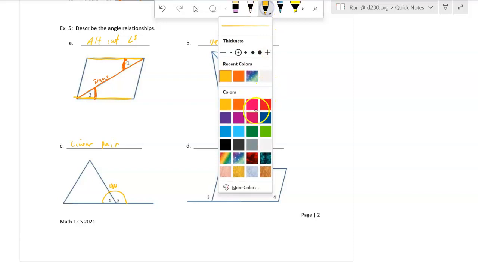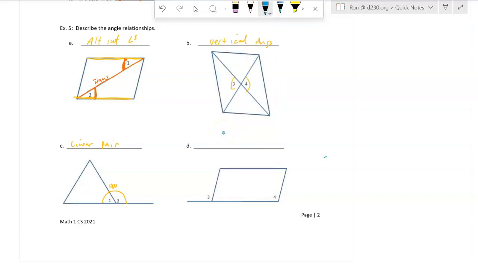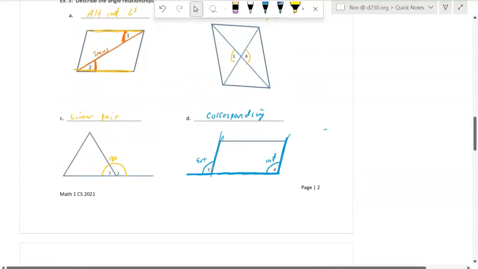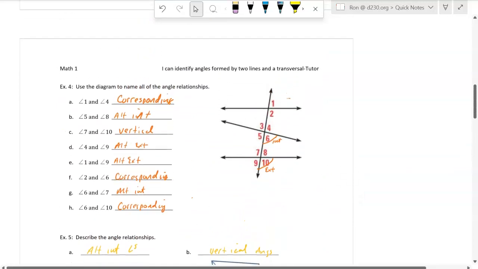Now the next one, if I look at this one, put an arc here. I'm going to put an arc here. Now, this arc touches this line. This arc touches this line. So this here is my transversal. 3 is exterior. 4 is interior because we're using this line and this line as my other two lines. So what do those give us? Corresponding angles. Okay. Highlighting and drawing on the diagram will help you tremendously.